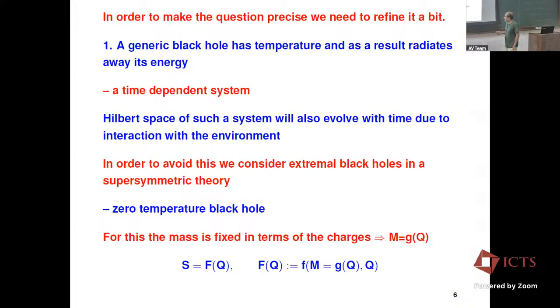But we can avoid this by considering an extremal black hole in a supersymmetric theory, which as we have already discussed, by definition has zero temperature. So for this, the mass is fixed, there is no radiation. So it's fixed in terms of the charges. So the entropy now becomes a function of the charges alone, which you get by substituting for M whatever function is required to make the temperature zero.